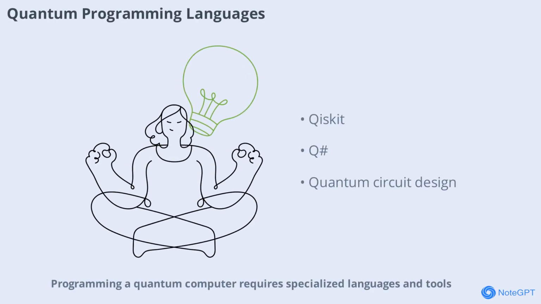Programming a quantum computer requires specialized languages and tools. Some popular options include Qiskit, developed by IBM, and Microsoft's Q#. These languages allow developers to design and simulate quantum circuits, making it easier to experiment and learn. As quantum computing matures, we can expect even more user-friendly tools to emerge. In the next scene, we'll discuss the role of simulation in quantum computing research.